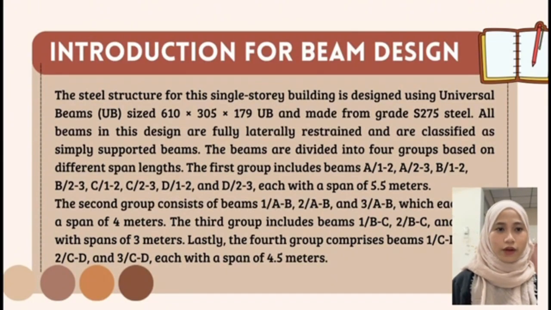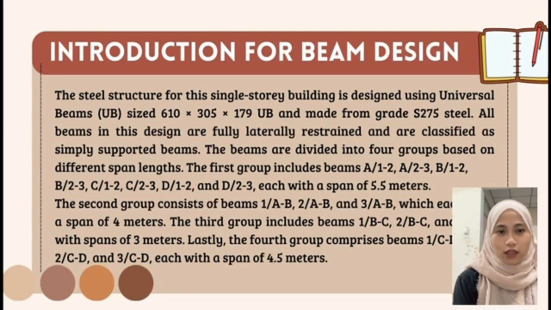The beams are divided into 4 groups based on different span length. The first group includes beams A12, A23, B12, B23, C12, C23, D12, and D23, each with a span of 5.5 meters. The second group consists of beams 1AB, 2AB, and 3AB, which each have a span of 4 meters.